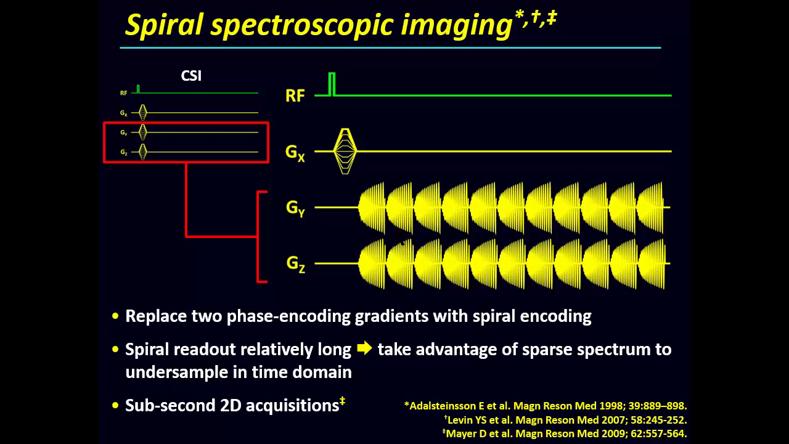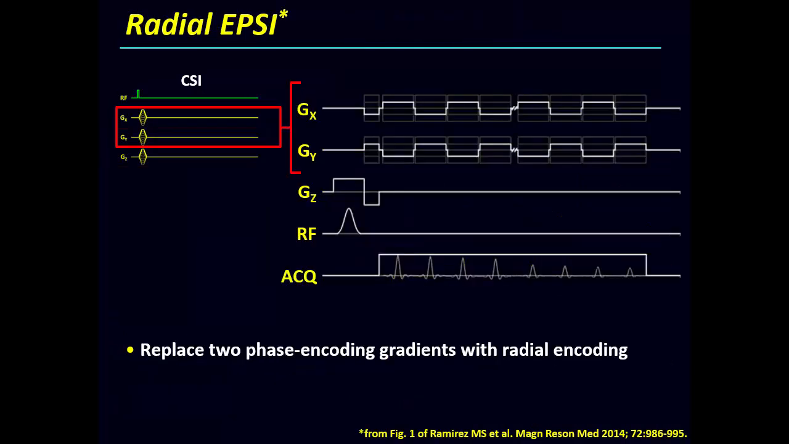One drawback or issue that you have to deal with in this technique is that the spiral readouts are relatively long compared to, for example, that oscillating echo-planar gradient. So we may need to take advantage of sparse spectra like we have with carbon-13, so that we can undersample in the time domain and then use an optimized reconstruction to pull back the information, even though, for example, we may have aliased resonances. For example, Dirk Meyer and his colleagues have demonstrated this in a 2D form where they're able to get sub-second dynamic imaging of hyperpolarized carbon-13 compounds.